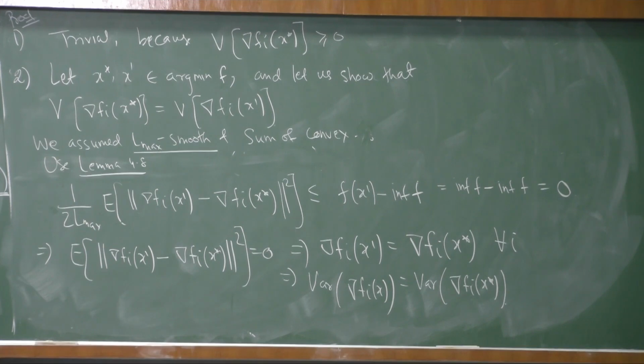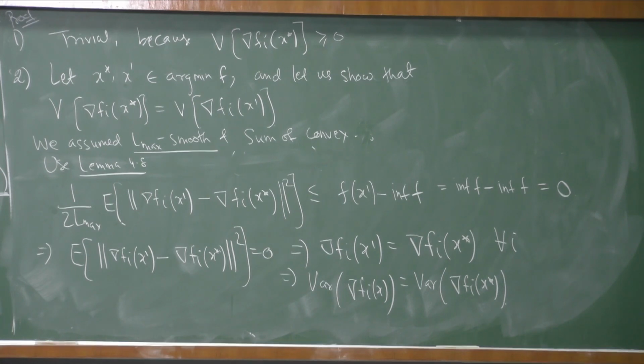So this we proved already, so we don't have to. So the variances are equal, and the third one is this: if interpolation holds, then sigma f star equals 0.